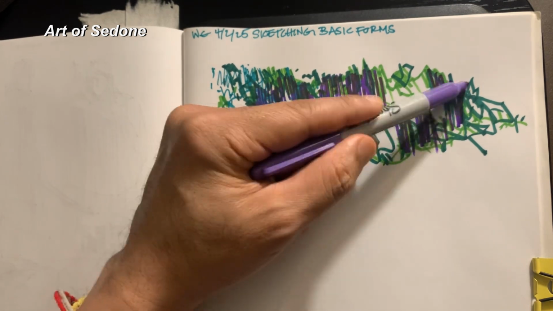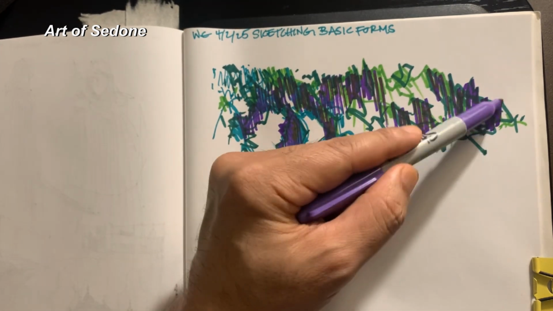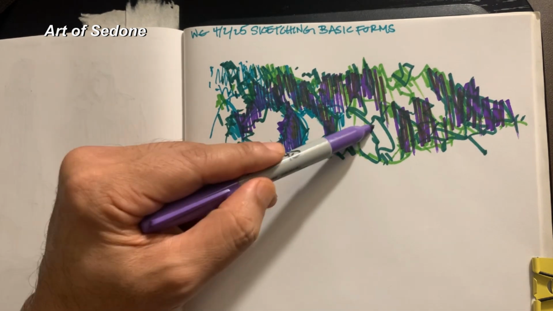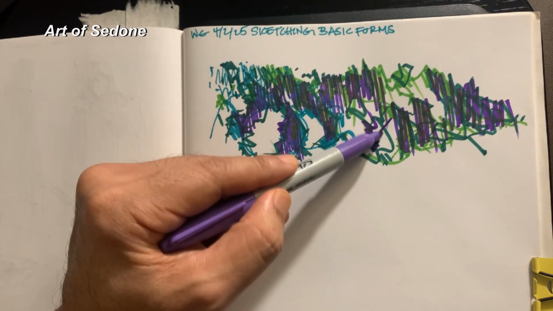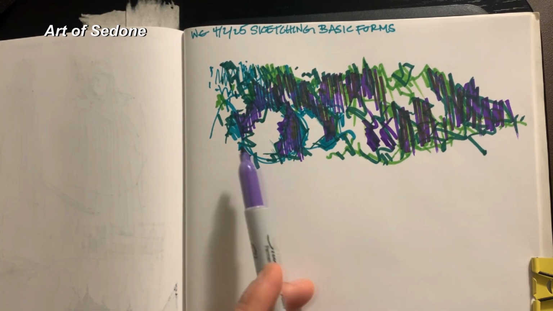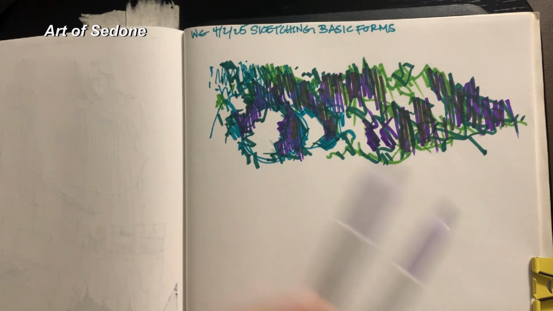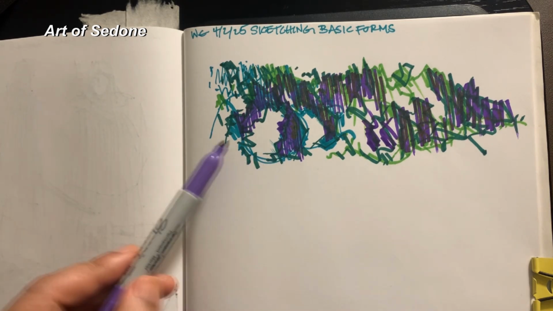So I'm just shading in the areas that I said was like a shadow. Now the white of the paper is also a value, so notice that it looks kind of like snow.